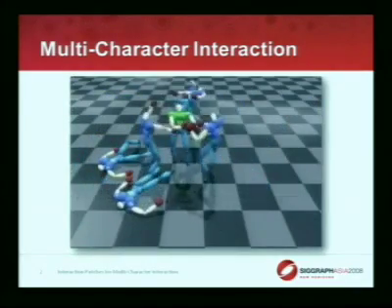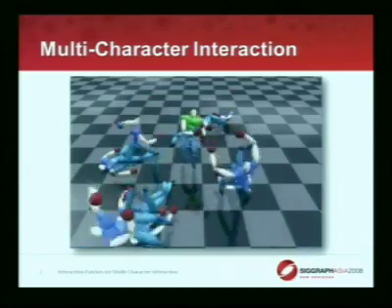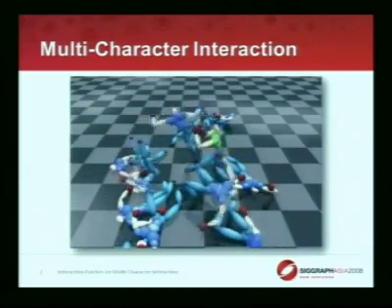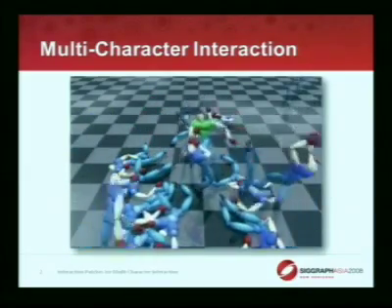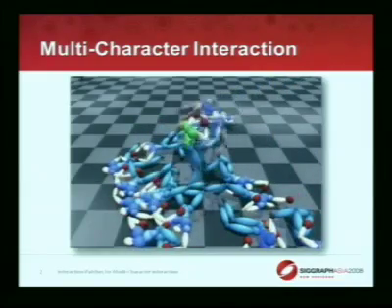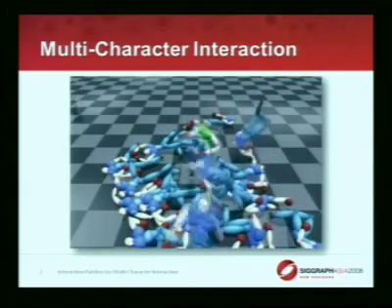So here, the green character is interacting with a lot of blue characters, while the blue characters interact with other blue characters while they fall into each other. So this is a very, very difficult problem because you need to plan the motion for all of them.